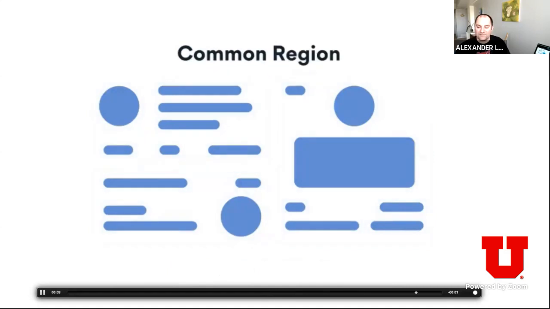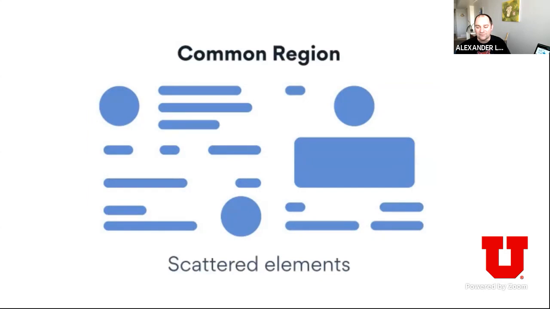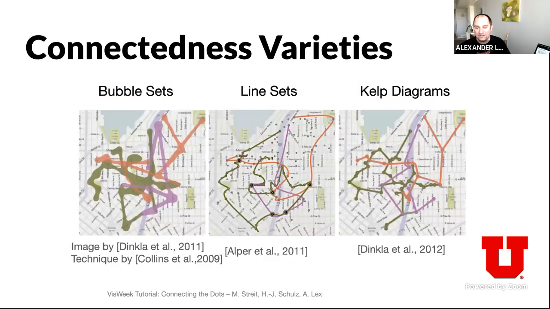We can use common region just to group elements that otherwise look scattered and that don't have something in common in other ways. And so this has been researched in visualization tools. Here are a couple of visualization techniques that have been developed to show set relationships. So for example, think of the green things as all the restaurants in this particular city. You can use a contour to connect them. You can use a polyline or a branching line to connect them and see these relationships.